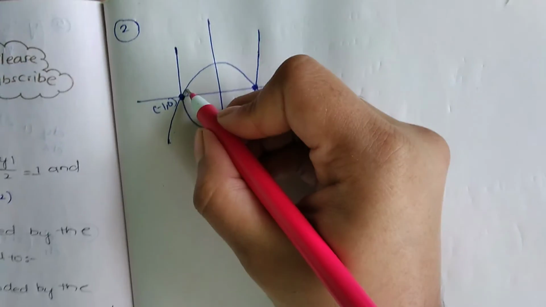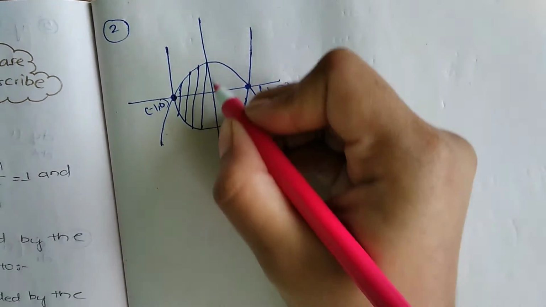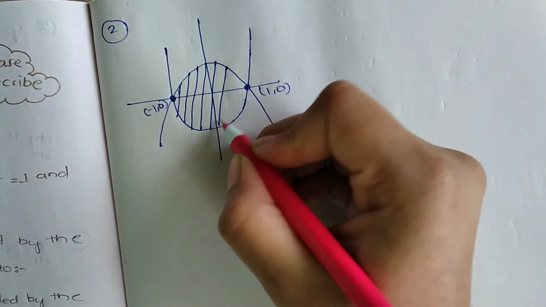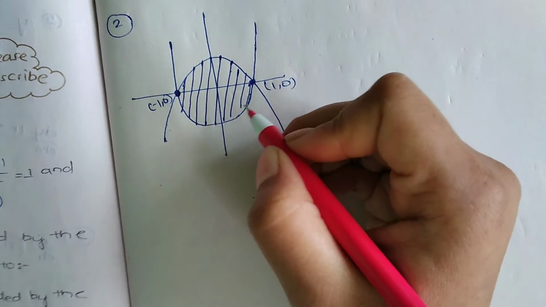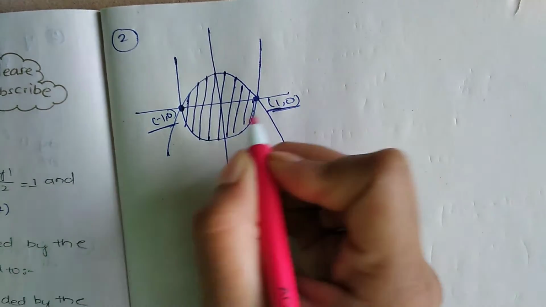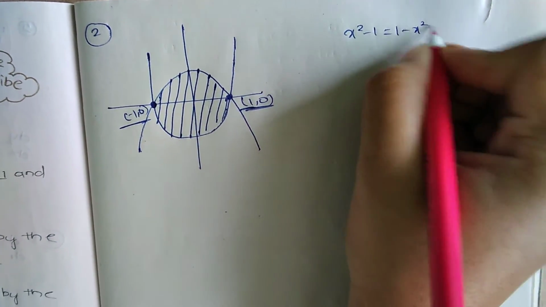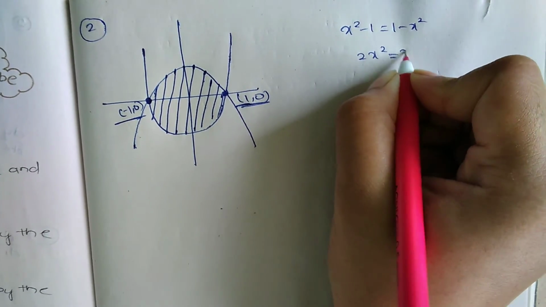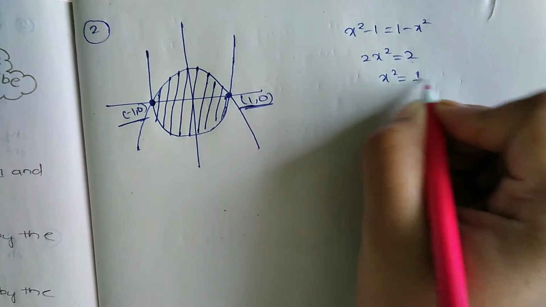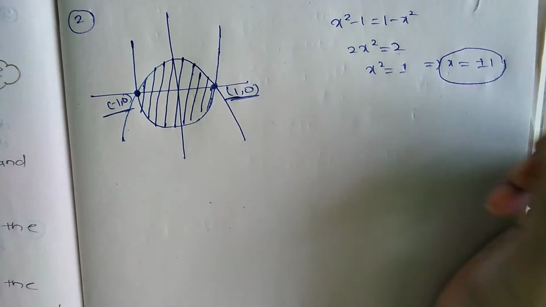Agree? They're asking for the area enclosed. Yes, this is the area we want. How will you find this area? How did we get these points actually? See, x² - 1 = 1 - x², so 2x² = 2, x² = 1, which implies x = ±1. This is how we got it.